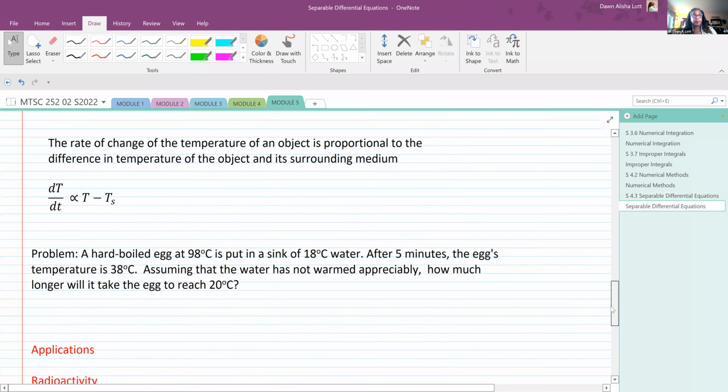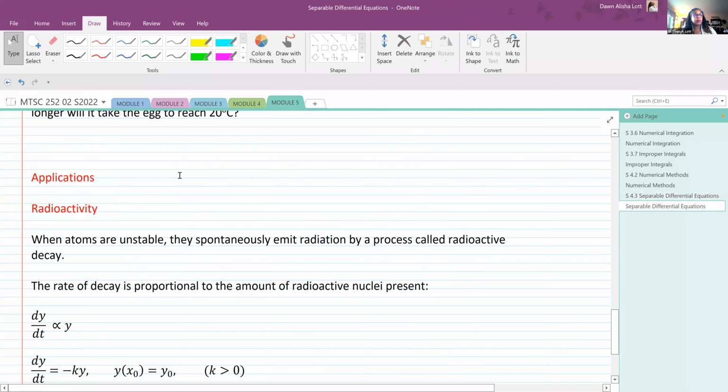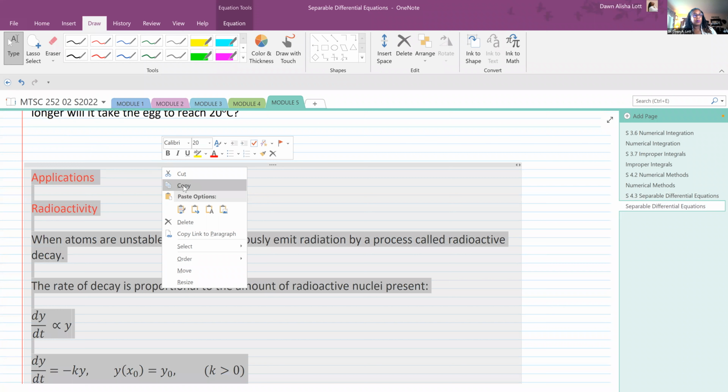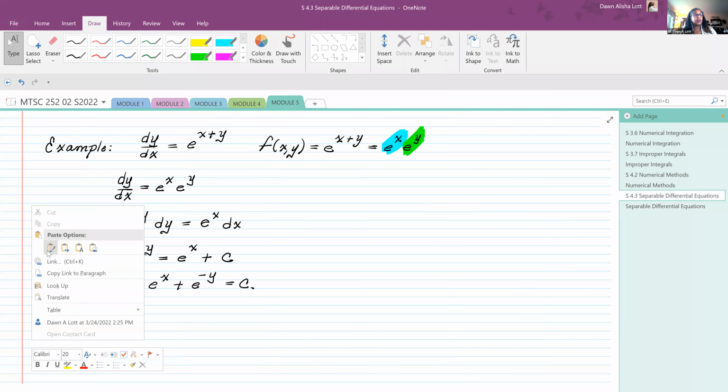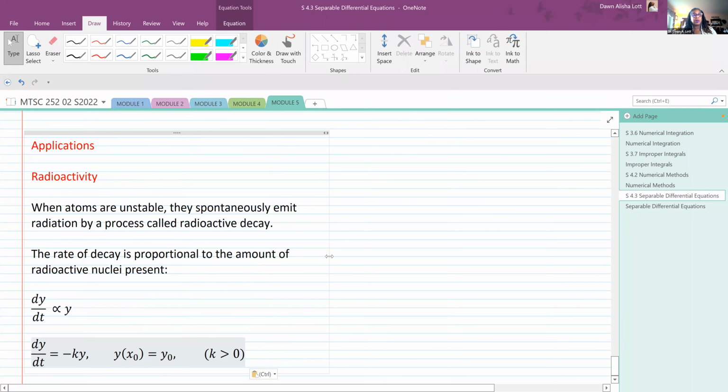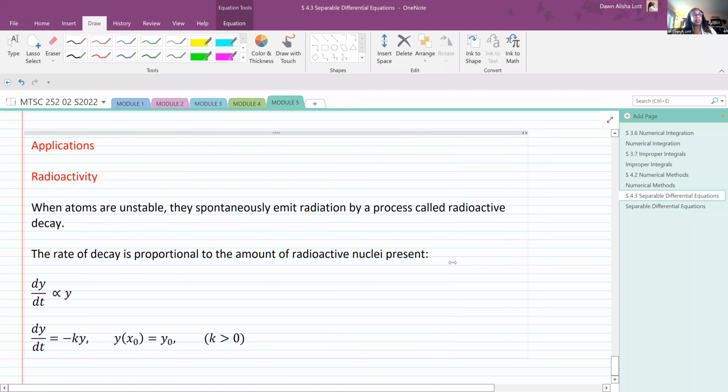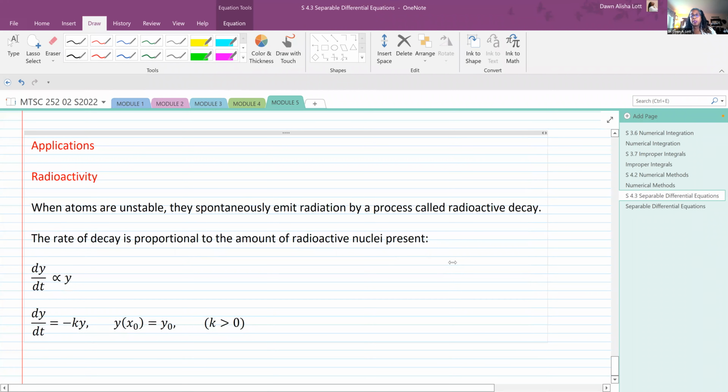We're going to do an application. There are two applications that we're going to do. There are many applications, and your text covers some. I'm going to cover two. The first one is going to be radioactivity.